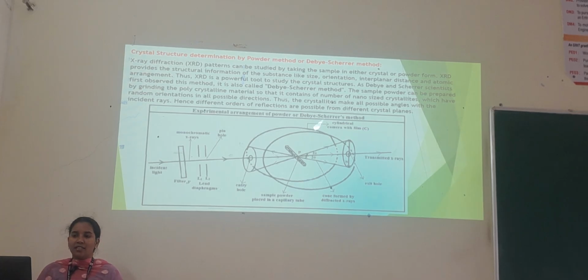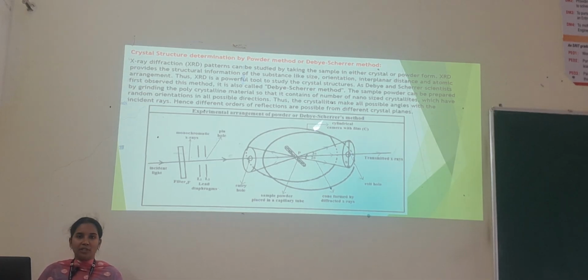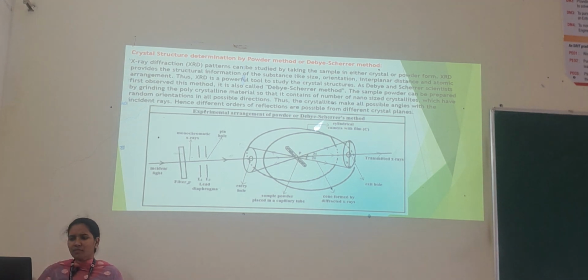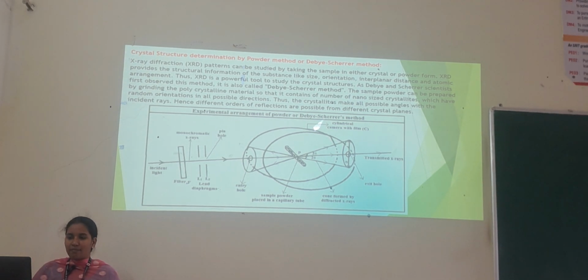So Debye and Scherrer are the two scientists who first observed this method. That is why it is named the Debye-Scherrer method. It is also known as the powder method. So these are the experimental arrangement.